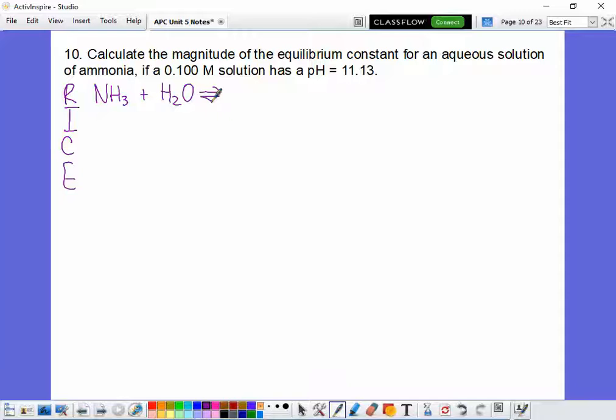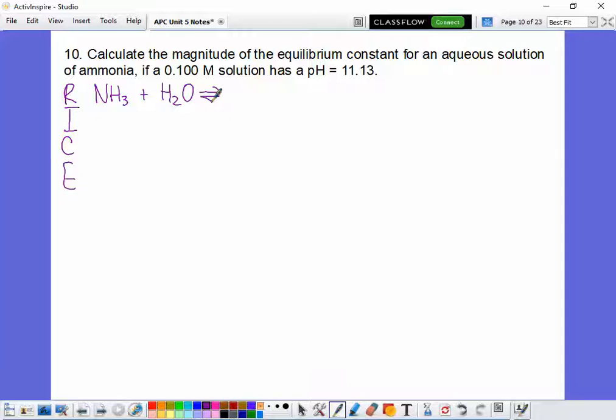Now, how did I know that I need to do a rice table? If I'm doing a rice table, it implies that this substance is weak. You're not going to do a rice table for something that's strong. So how do I know that ammonia is weak? That's something I told you, just to know that ammonia is weak. But what if this was some unknown substance? How would I know that this solution was weak, given the other information in the problem?